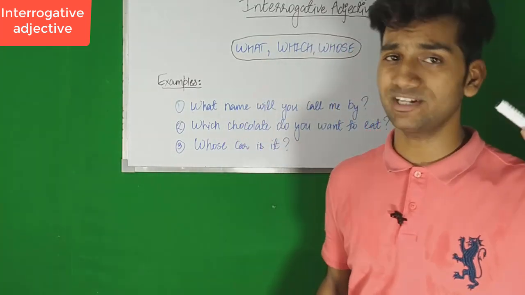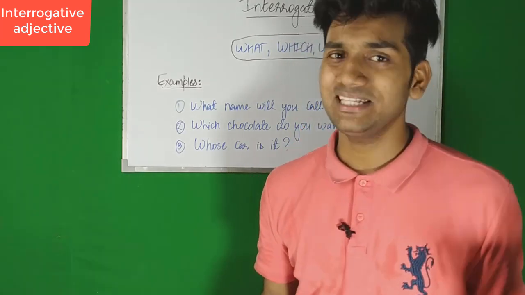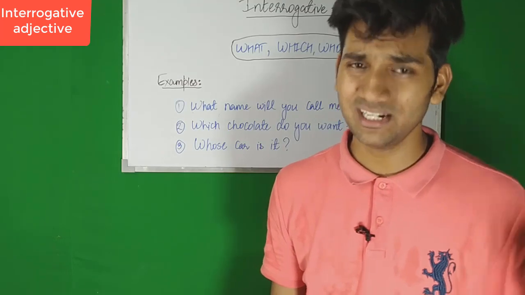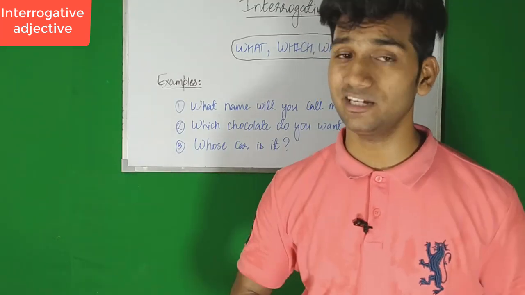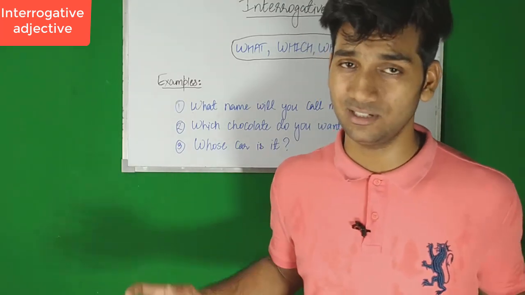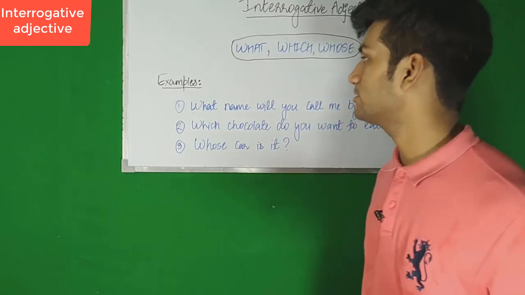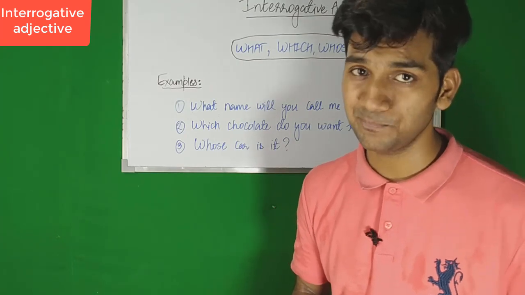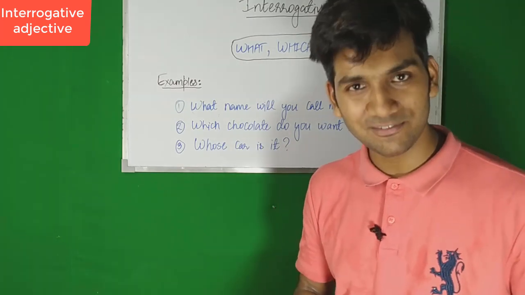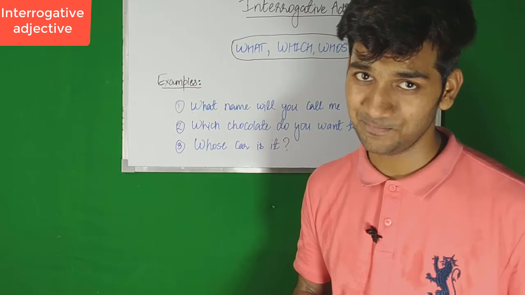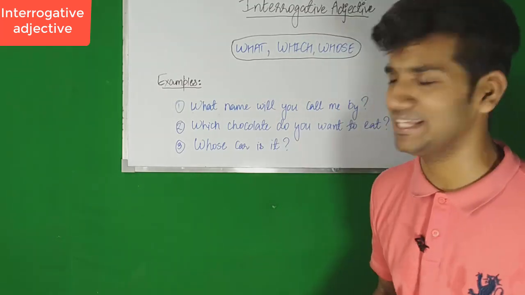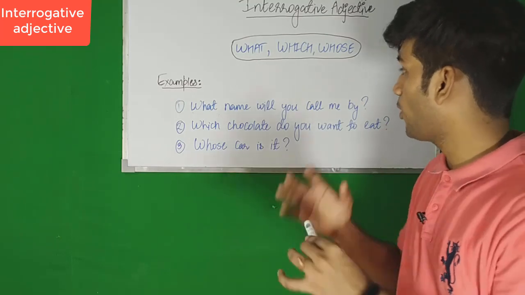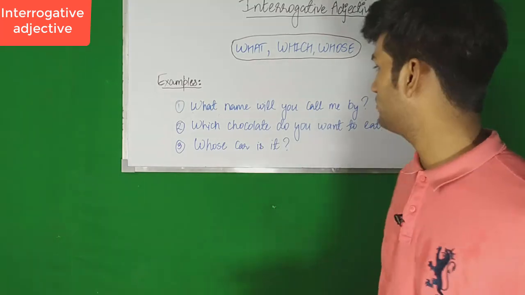Now a very important thing. All these 3 words act as interrogative pronouns too. Then how do you get to know whether these words are interrogative pronouns or interrogative adjectives? Very simple. The key is we do not use a noun after an interrogative pronoun, but we do use a noun after an interrogative adjective. Let us take some examples and understand this. Example number 1. What name will you call me by? What name will you call me by?